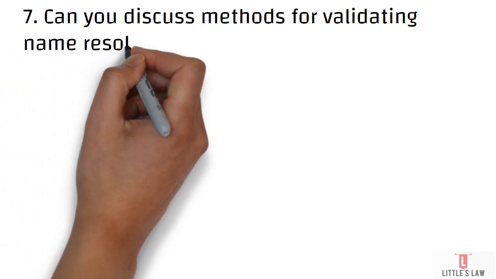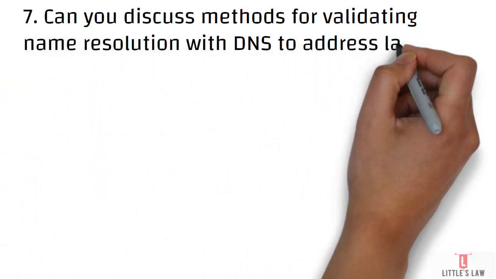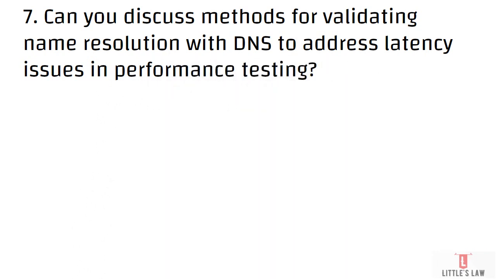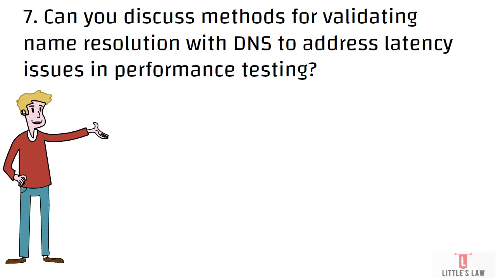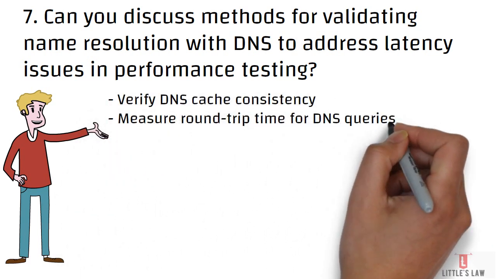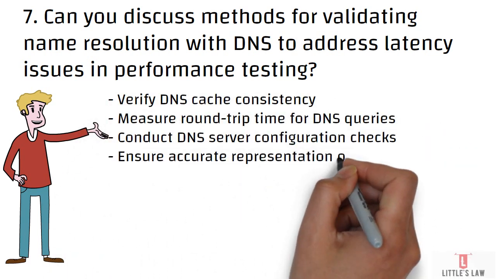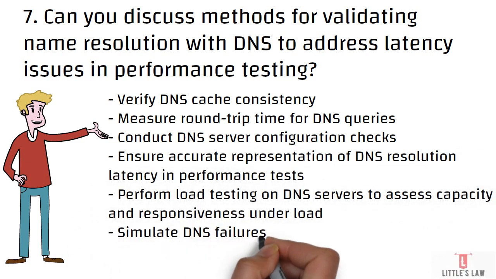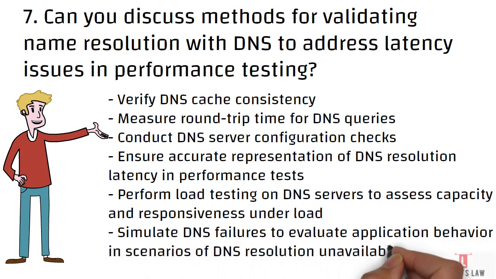So the seventh question is, can you discuss methods for validating name resolution with DNS to address latency issues in performance testing? I validate name resolution with DNS by verifying DNS cache consistency, measuring round trip time for DNS queries, and conducting server configuration checks. So why do I do all these? Why do I measure the round trip time for DNS queries and conduct DNS server configuration checks? Because this process will ensure that DNS resolution latency is accurately represented in performance tests.